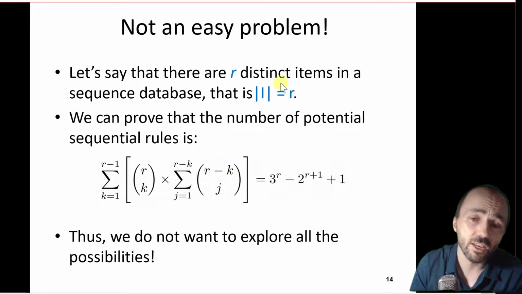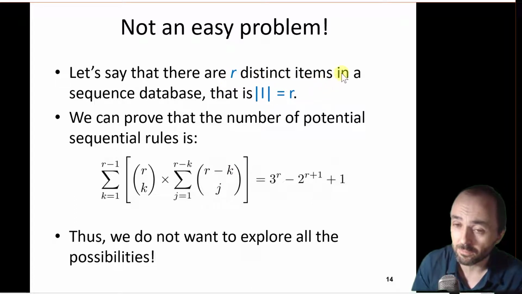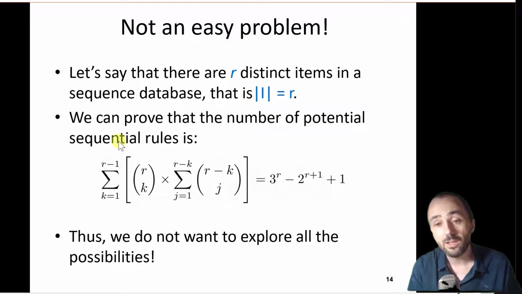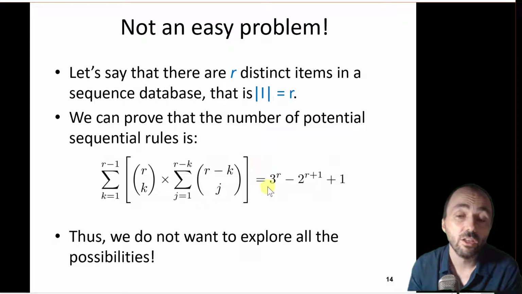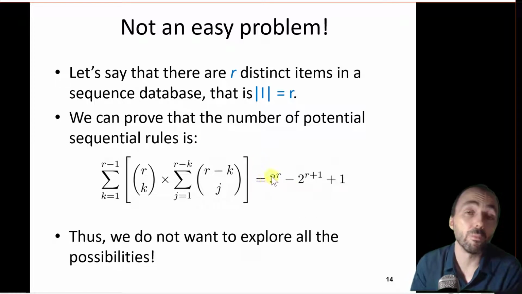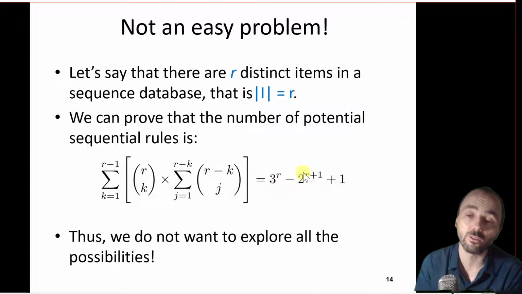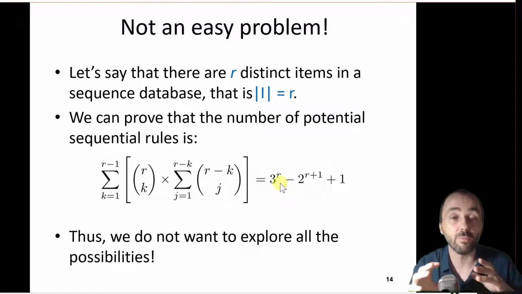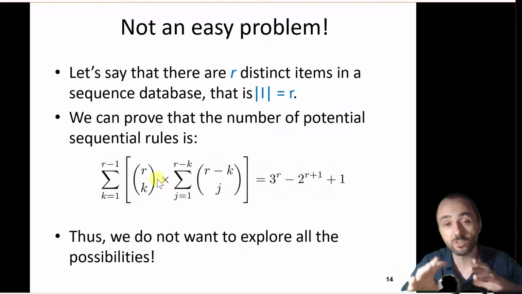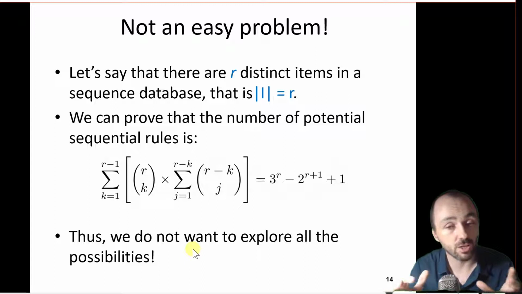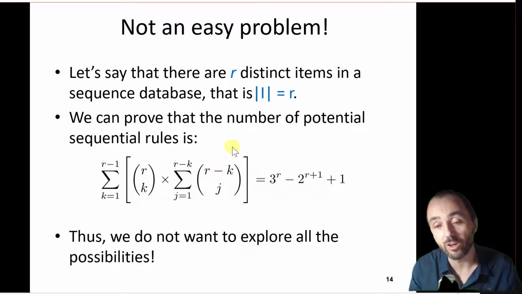Let's say that you have R distinct items in a database, items like bread, cake, and so on. Then we could prove that the number of possible rules in the data will be exponential. It will be like this: 3 to the power of R minus 2 to the power of R plus 1, and so on. So if you have many different items, the number of possible rules will become very, very large. So we don't want to just explore all the possibilities. We need to define a better algorithm.